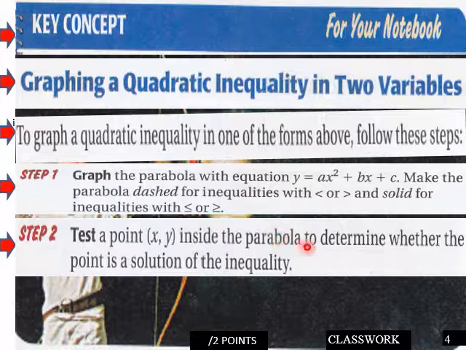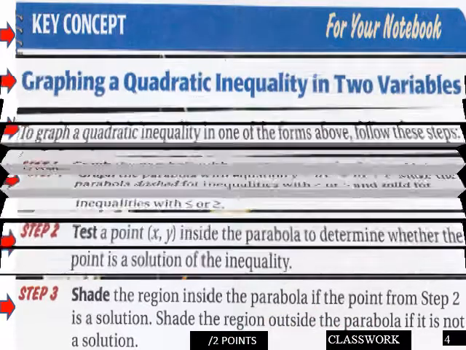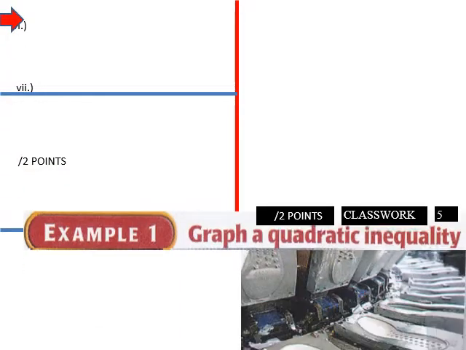Test a point inside the parabola to determine whether the point is a solution of the inequality. Shade the region inside the parabola if the point from step 2 is a solution. Shade the region outside the parabola if it's not a solution.